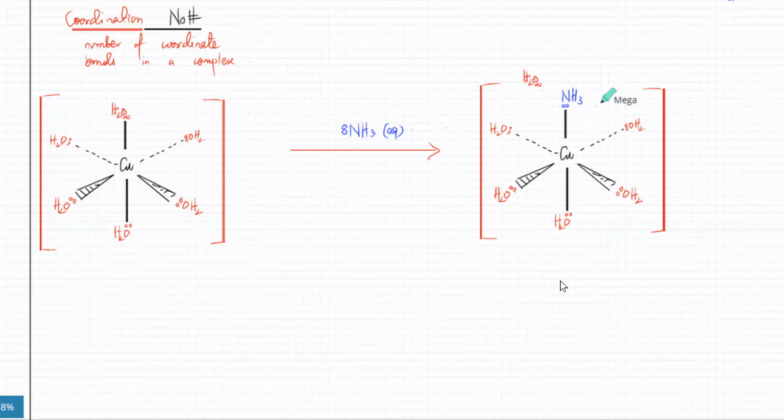This is exactly what happened. I mean, this was the test for copper ions. You add ammonia aqueous. When you add ammonia aqueous, ammonia molecules start surrounding the copper ions, and the water molecules start getting knocked out. Okay, is this point clear?